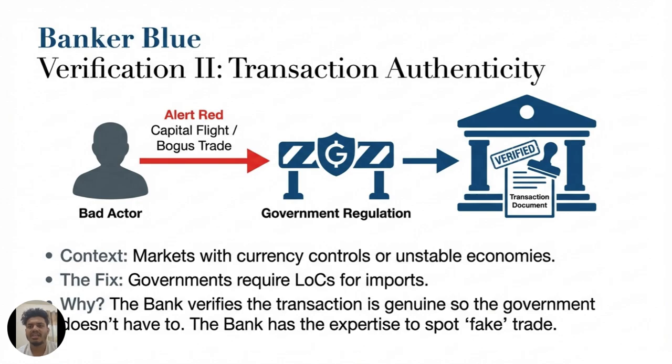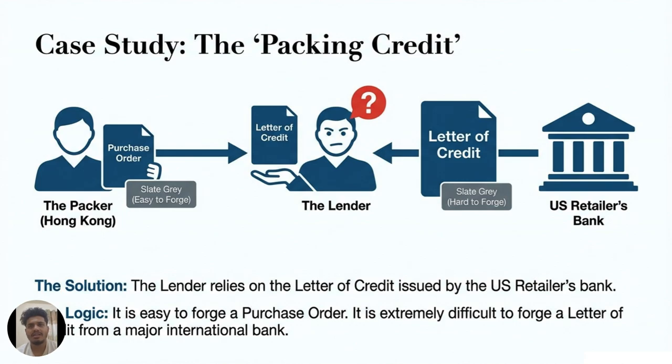Let's come to a case study, the packing credit. A perfect example of this is in Hong Kong. A small factory needs a loan to buy materials to build your order. They have a purchase order, but a bank won't lend on that because a PO is easy to forge. However, a letter of credit from a major global bank is nearly impossible to fake.